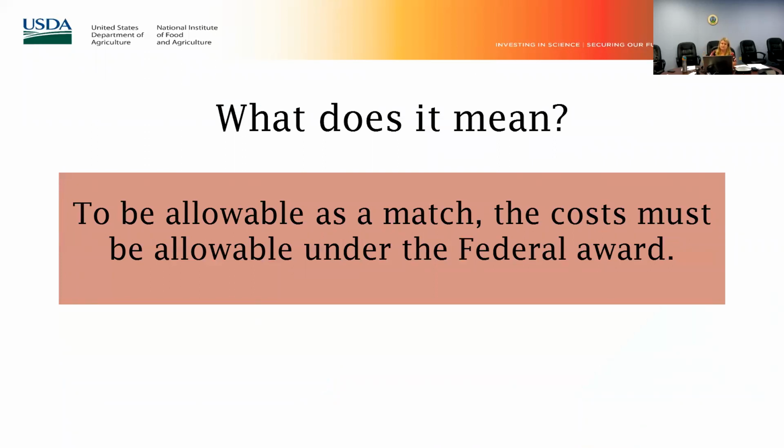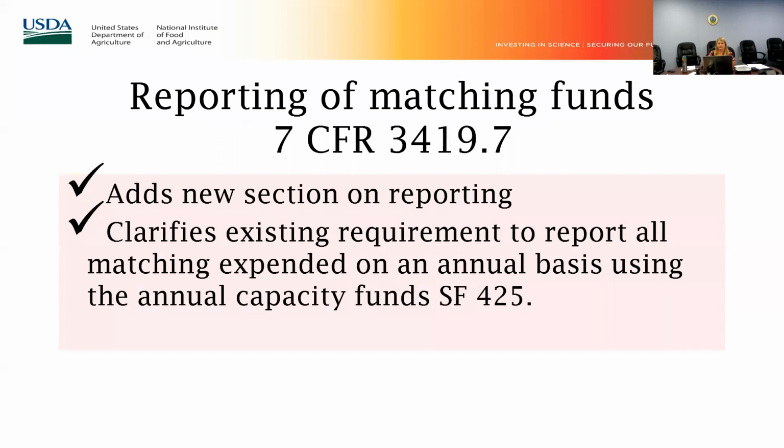So I always like to just boil it down to the simplest form, which is that to be allowable as match, the cost must be allowable under the federal award. So if you could have charged it to the grant, you can charge it as match. So then we went ahead and added a section on reporting, just to clarify that match must be reported on the annual 425, standard form 425, federal financial report.